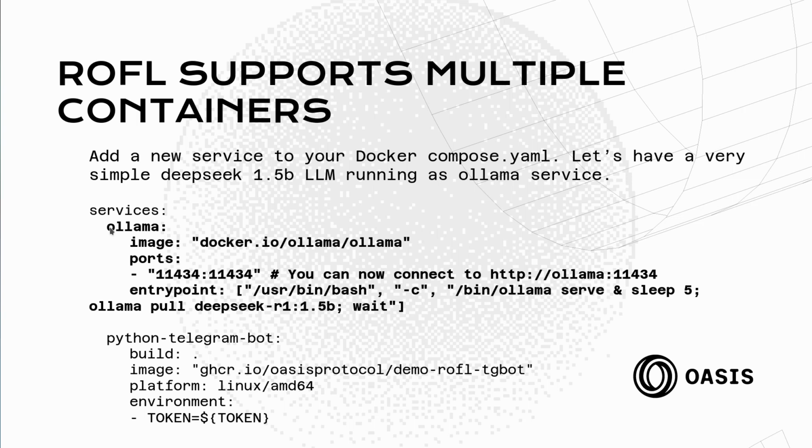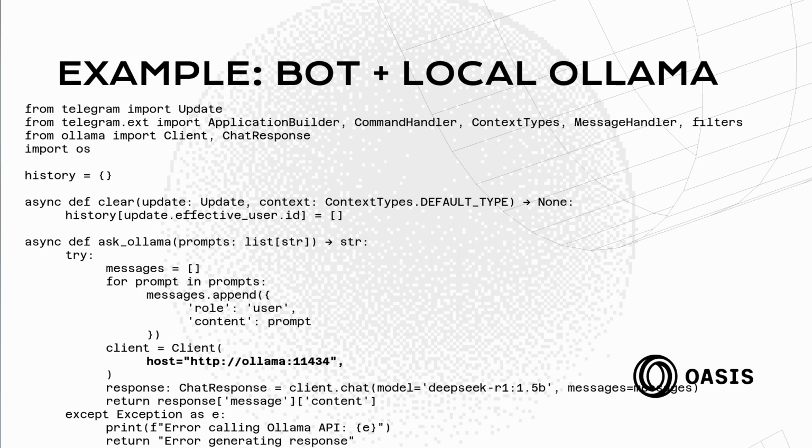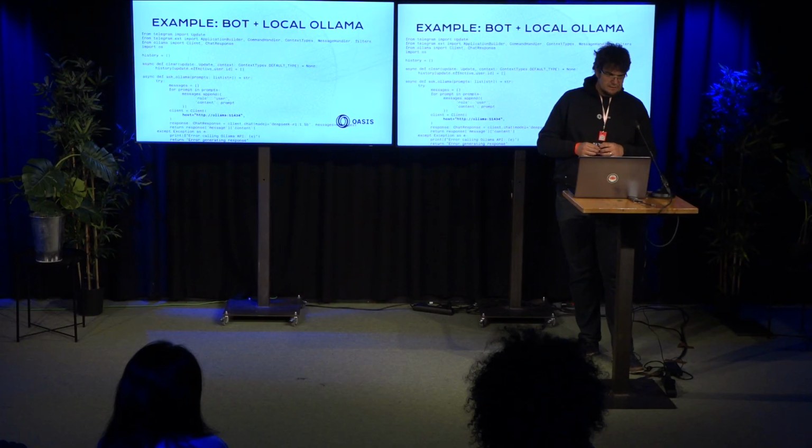In this case, I call it llama, and you define where this image lives and so on, and you expose ports. This ports section is mandatory, and it means that port 11434 in this case will be exposed, and you can have other containers connect to this LLaMA container and speak to it.